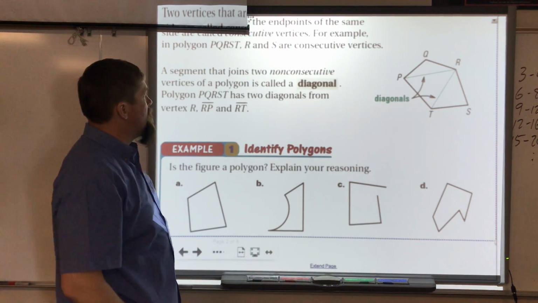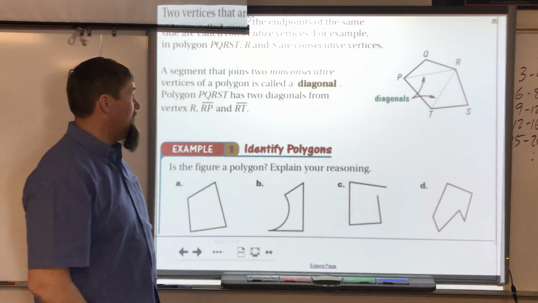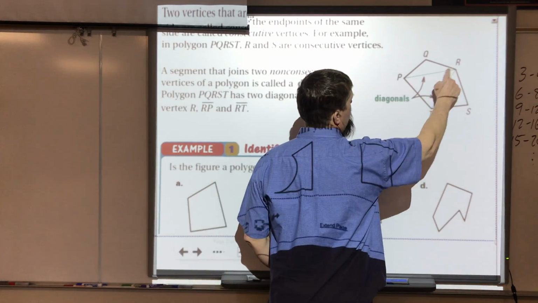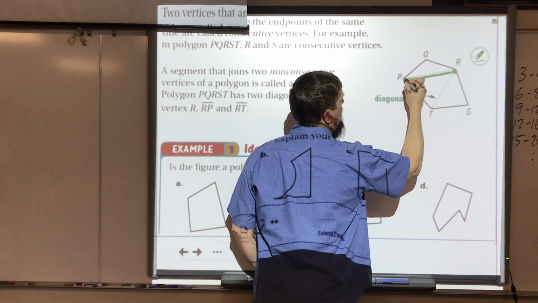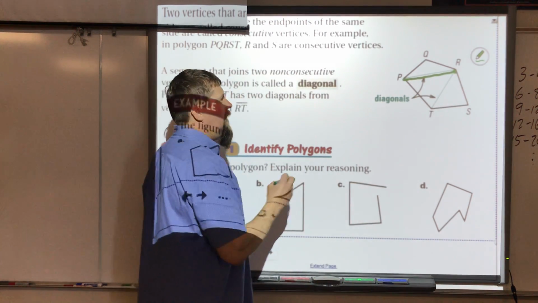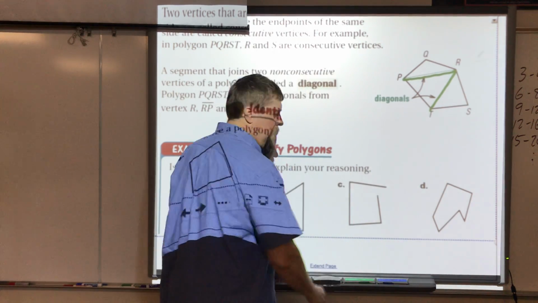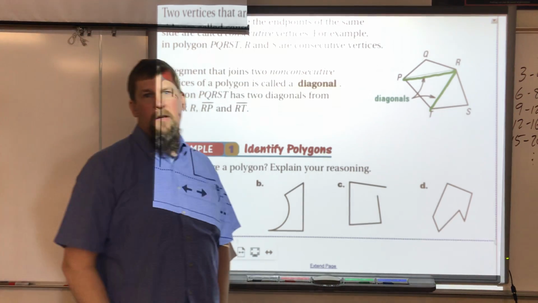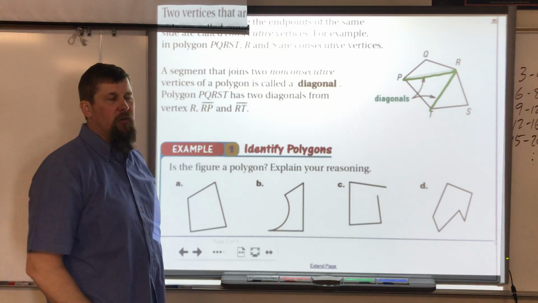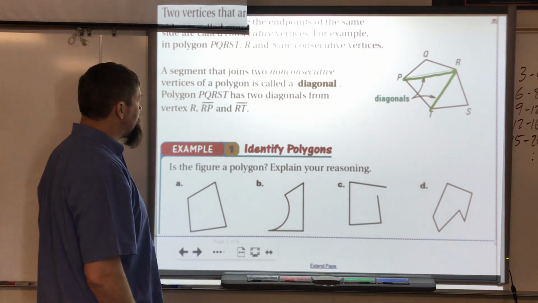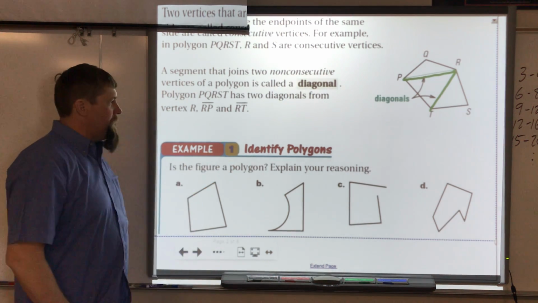A segment that joins 2 non-consecutive vertices is called a diagonal. So if I go from R to P, this is a diagonal. R to T is a diagonal. As long as you have a segment joining non-consecutive vertices, basically the diagonal goes through the center of the polygon, or the inside.